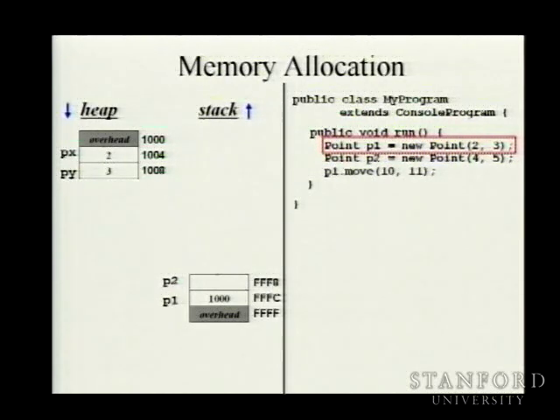So it says, hey, you're calling new. You need some new memory. That's dynamic memory. I need to get it for you from the heap. Where does the heap start? The heap starts up at the top and goes down.